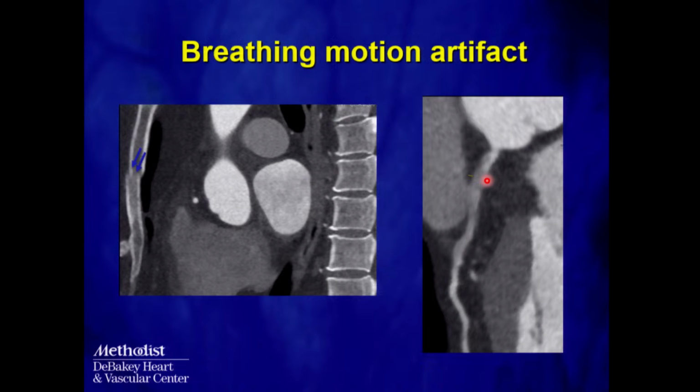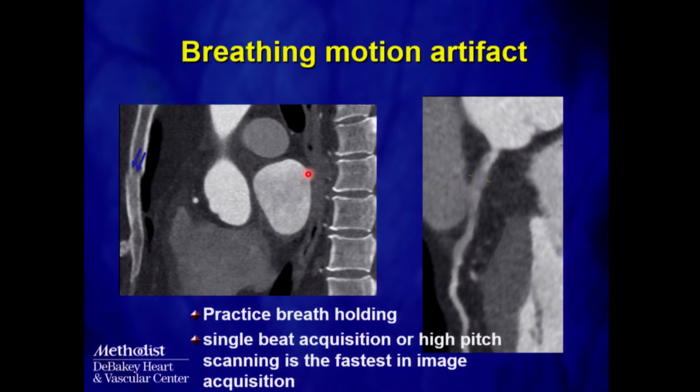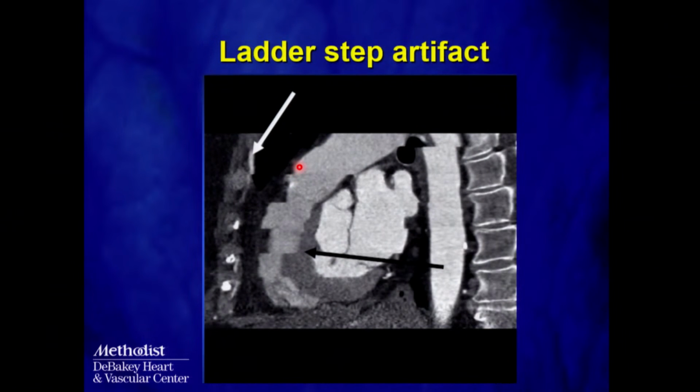And if you take a look at the slab of the right coronary artery around the same segment, you see actually this motion. This is not because of coronary motion. This is because of respiratory motion where the patient took a breath in during the scanning acquisition. Always for our techs, you want to practice breath holding with the patient, and a single beat acquisition or a high pitch scanning mode is probably going to be the one that gives you the fastest and the minimal amount of breath hold in order to acquire all the data.